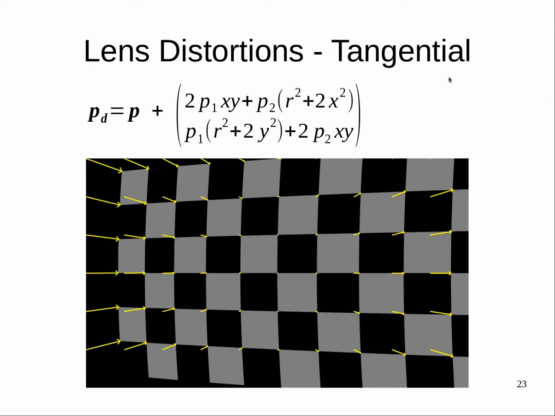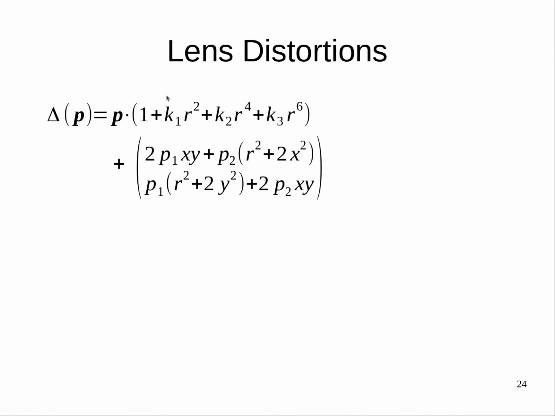So now that we have talked about the two major distortions in conjunction with lenses, how do we put them together? We do it like this. So here we have our undistorted point P, and we apply the radial distortion, and then we add the tangential distortion on top. The combination of the radial and the tangential distortion, we give this a name, which is the function delta, like distortion. So delta of an undistorted point P is its distorted position.